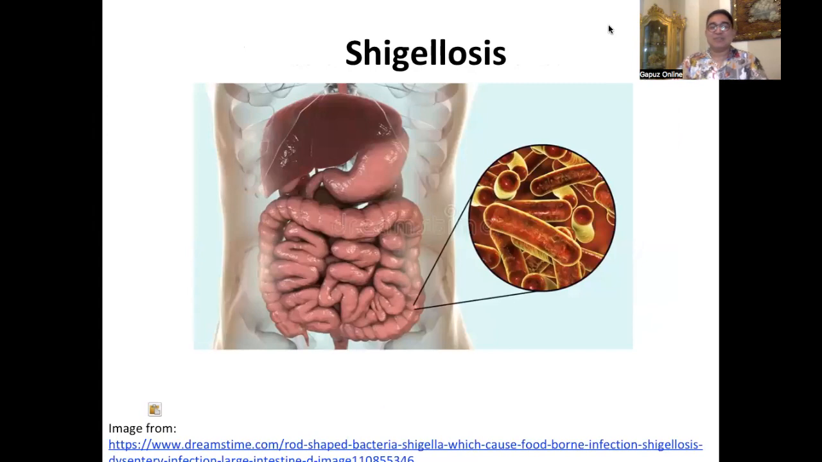Next, shigellosis is a form of diarrhea. The patient would usually have bloody diarrhea that could potentially lead to dehydration, and therefore it's usually treated with oral antibiotics like ciprofloxacin and, of course, the very common azithromycin.